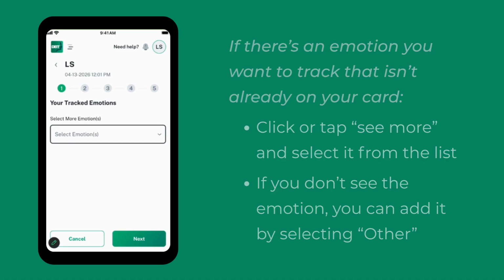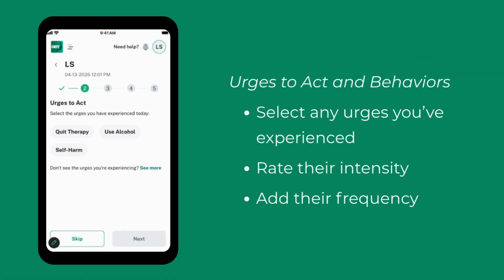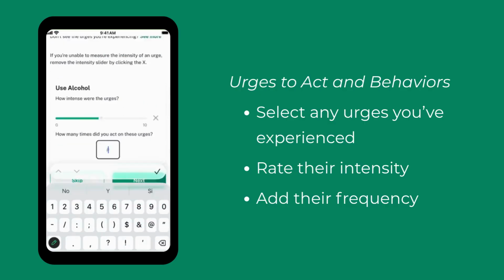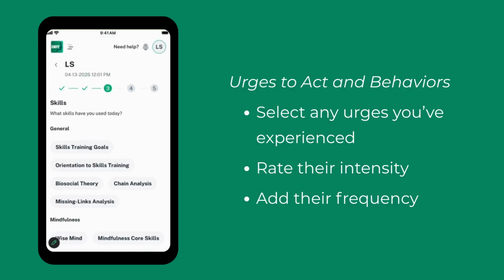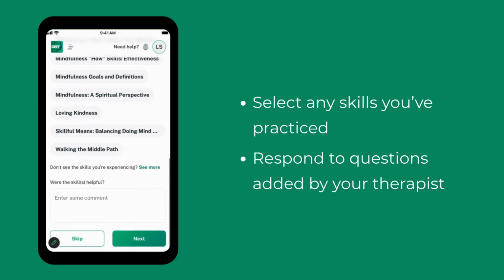Now you'll move on to Urges to Act and Behaviors. On this screen, select any urges you've experienced, rate their intensity, and add their frequency. Next, you'll select any skills you practiced. You'll also have the chance to respond to questions added by your therapist.